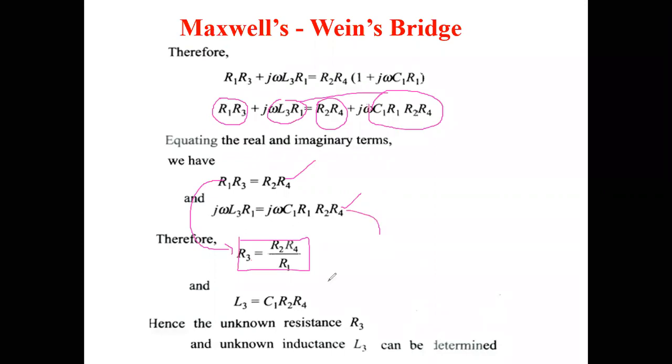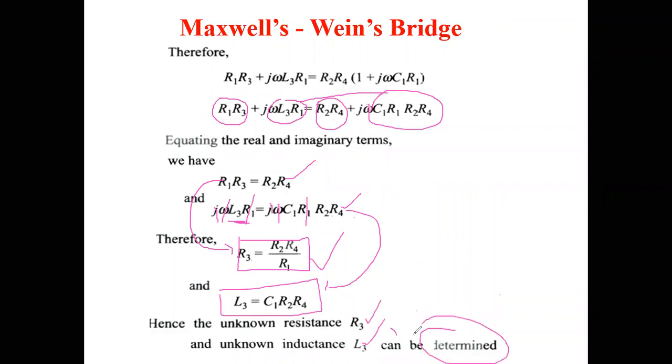And from the other equation, J omega will cancel, and R1 also gets cancelled, and therefore L3 is equal to C1 R2 R4. Therefore the unknown resistance value R3 and the unknown inductance value L3 can be easily determined here. So that is about the Maxwell's Wien bridge.